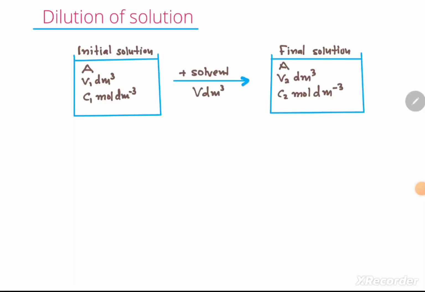Let's see the dilution of solution. In dilution, a poor solvent is added to a solution, with the result that the concentration of the solution is reduced. So we have to add a volume of solvent to the initial solution, and we get a final solution.